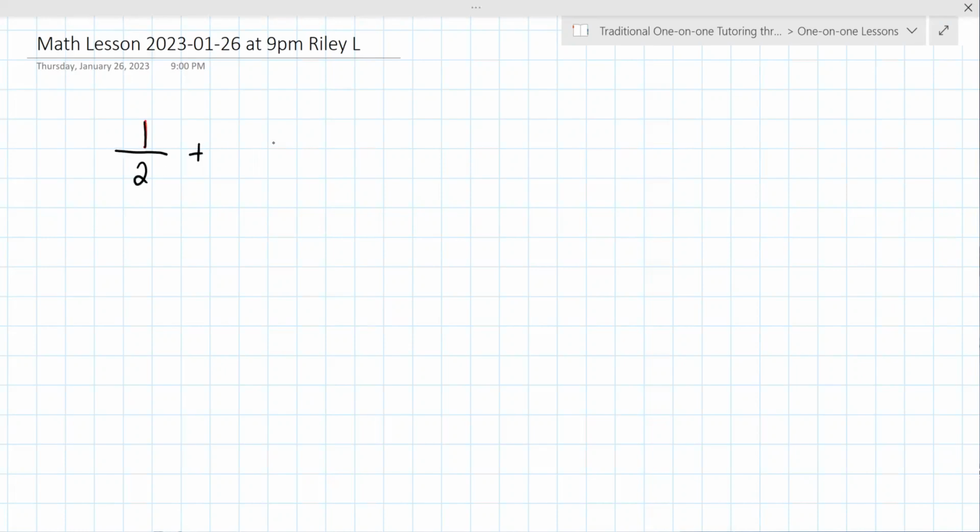Kind of the most common question, sorry, that's the wrong color. The first question, a fraction question that most students get is something like this. Do you remember how to add fractions with unlike denominators?